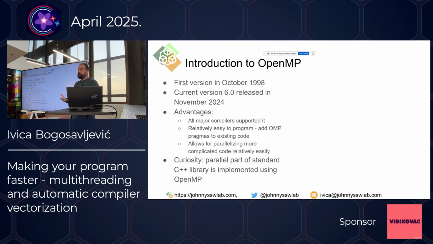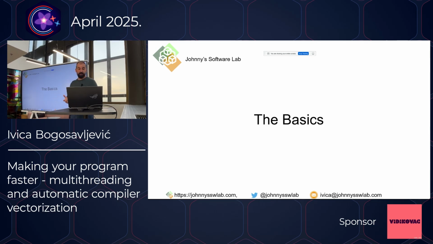It's relatively easy to program, and it allows you to parallelize some stuff that you cannot do with the standard library. Now, a small curiosity is that inside the standard C++ library, if you look at the source code, you will see that they implement that stuff using OpenMP, because it's there in the compiler.